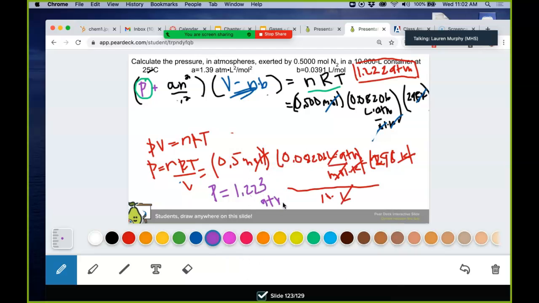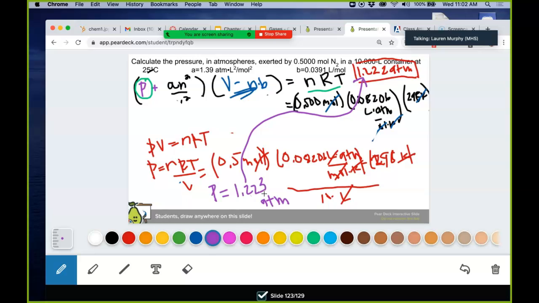Holy smokes. This is what it really would be, and this is what the ideal gas law gives us. So the whole point is the ideal gas law, even though we have to make some assumptions, still does a really, really good job of getting us pretty darn close to what the right pressure is.